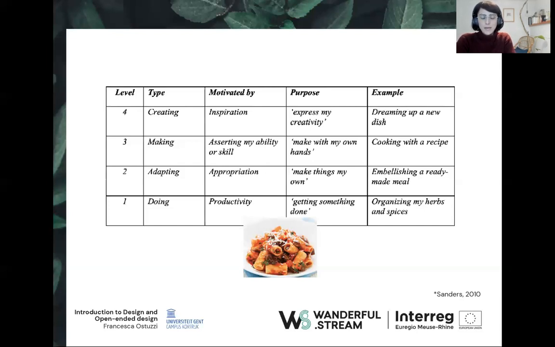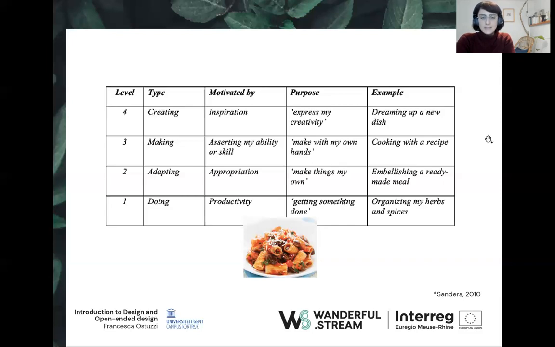The third, higher level of creativity is the one of making. I want to assert my ability or skill to do something with my own hands. In this case, I could cook the food from scratch. This is, I would say, one of the most typical and higher design acts, where I think about something that maybe exists and I reproduce it.